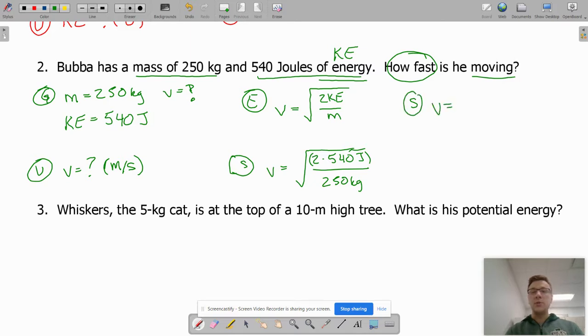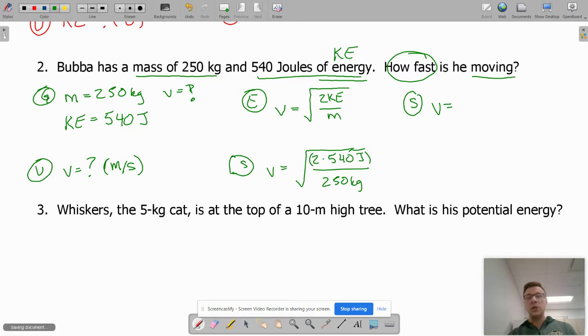What I would like you to do here is go ahead and multiply. Don't try to put it all in as one equation. Just do 2 times 540. You should get 1,080. Divide that by 250. You should get 4.32. And then use the square root button.